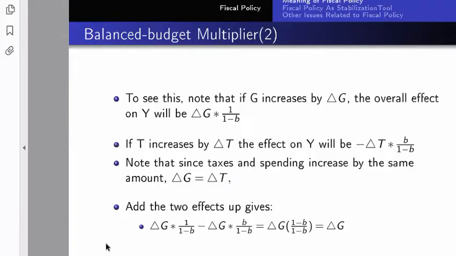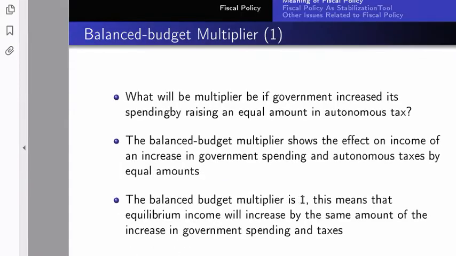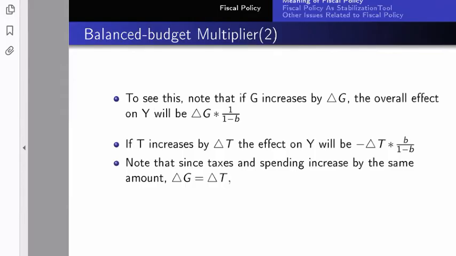So what this is saying is that if the balanced budget multiplier is equal to 1, this means that equilibrium income will increase by the same amount as the increase in government spending and taxes. All right. Okay. So let's take this example.